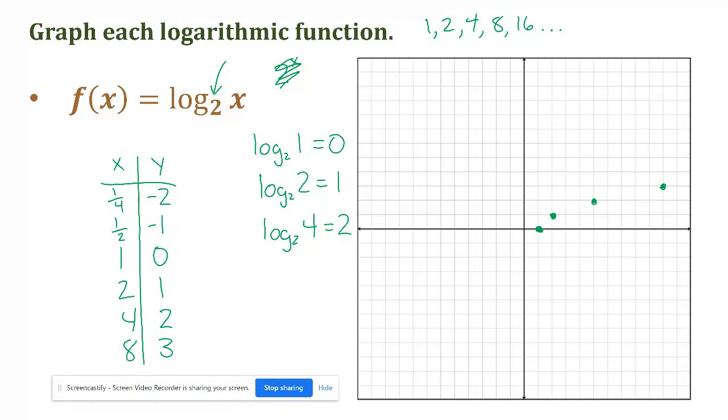But on the other end here, let's plot these out. We have a point at 1/2, -1. And we have a point at 1/4, -2. And if you wanted to go like 1/8, -3, you could do that, and it's just going to get closer and closer to the y-axis. So here, the y-axis actually is a vertical asymptote in this function. So it's going to look something like that. That's what your logarithmic functions look like.